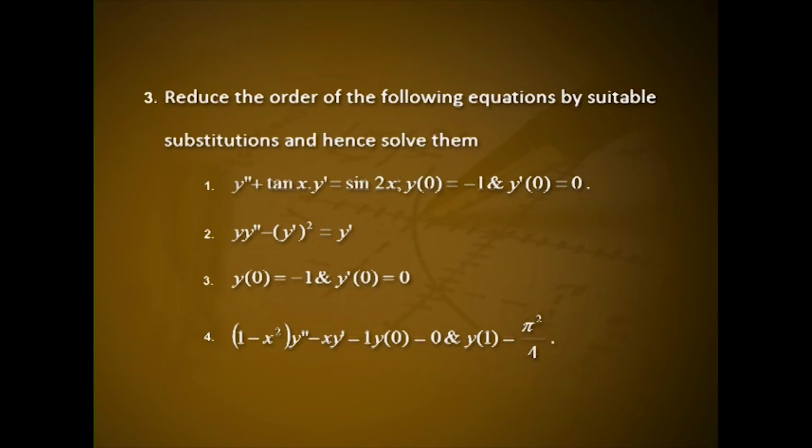Third one, reduce the order of the following equations by suitable substitutions and hence solve them. First one, y'' + tan x y' = sin 2x, where y(0) = -1 and y'(0) = 0. Second one, y'' - y'^2 = y', where y(0) = -1 and y'(0) = 0. Third one, (1 - x^2) y'' - x y' = 1, where y(0) = 0 and y(1) = π^2/4.